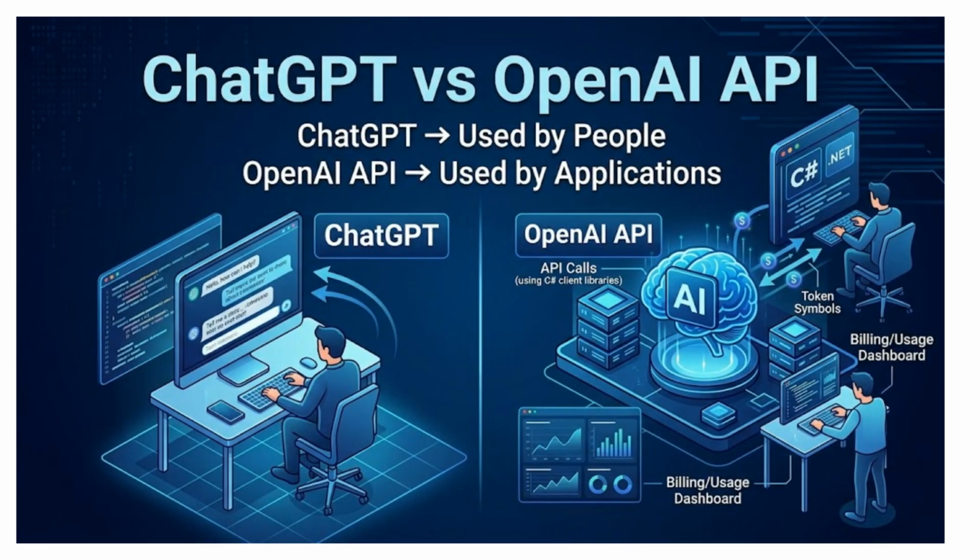ChatGPT and the OpenAI API are two different ways of using AI. ChatGPT is designed for people to interact with AI directly. The OpenAI API is designed for software applications. For example, our C# application can send requests to the API and receive AI-generated responses. The API usage is then recorded for billing and monitoring.